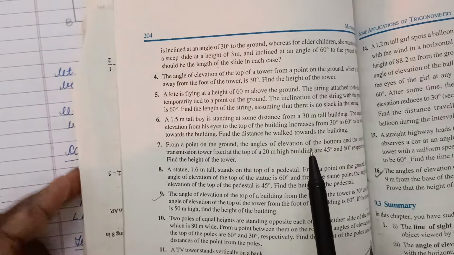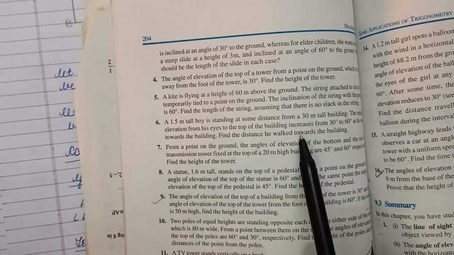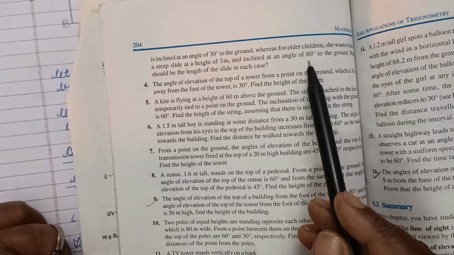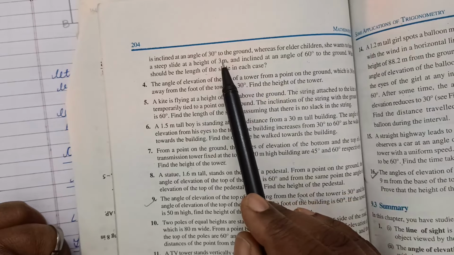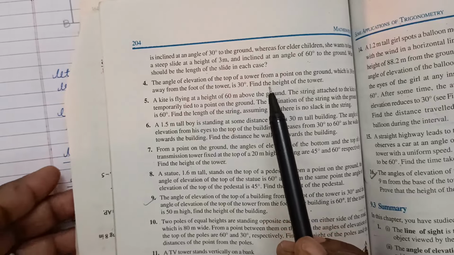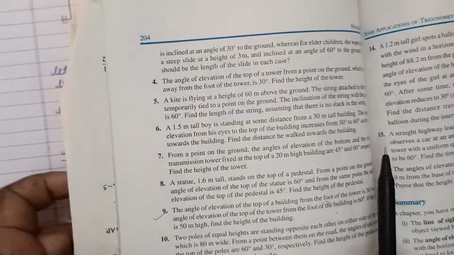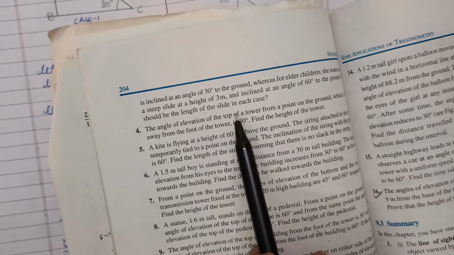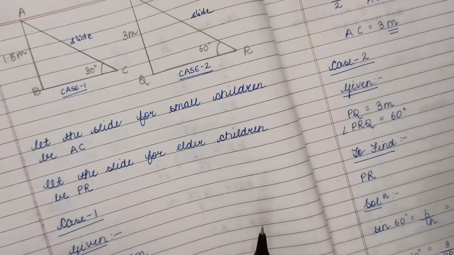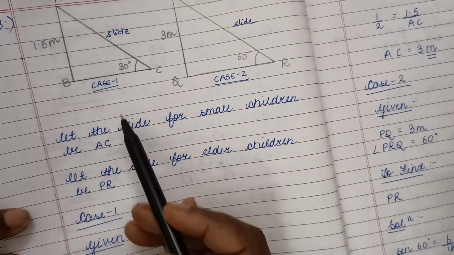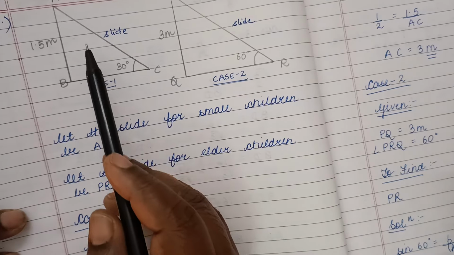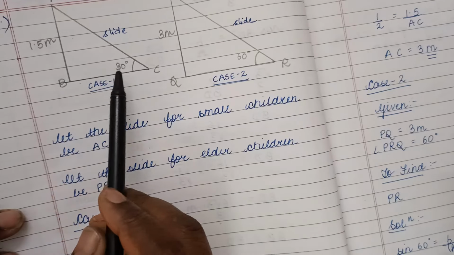So there are 2 slides, one for smaller children and one for elder children. For smaller children the inclination is 30°, and for elder children it is 60°, and height is 3 meter. So we have to find out the length of the slide in each case. For the first slide, the height is 1.5 meter, and for the second slide, that is for the elder one, the height is 3 meter. So let us solve it. Let the slide for the smaller children be AC and for the bigger children be PR. So let us see the first case, that is case 1.